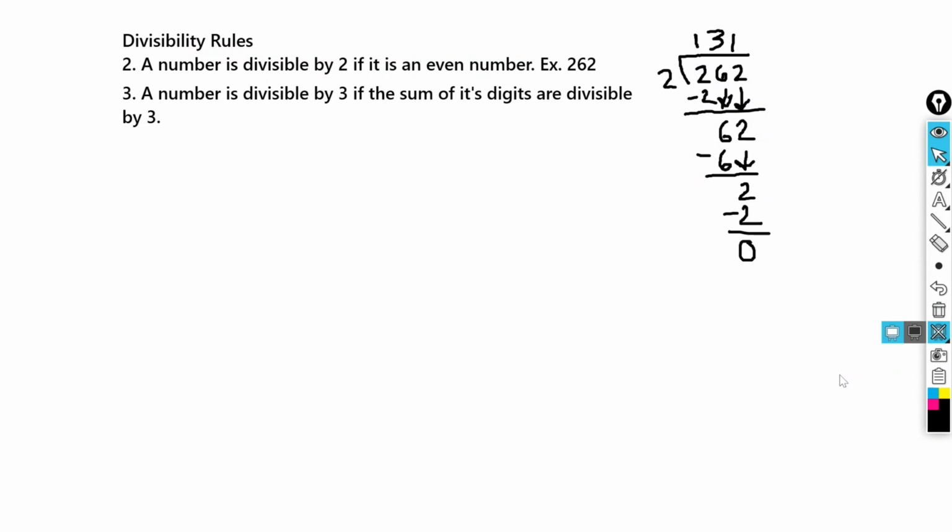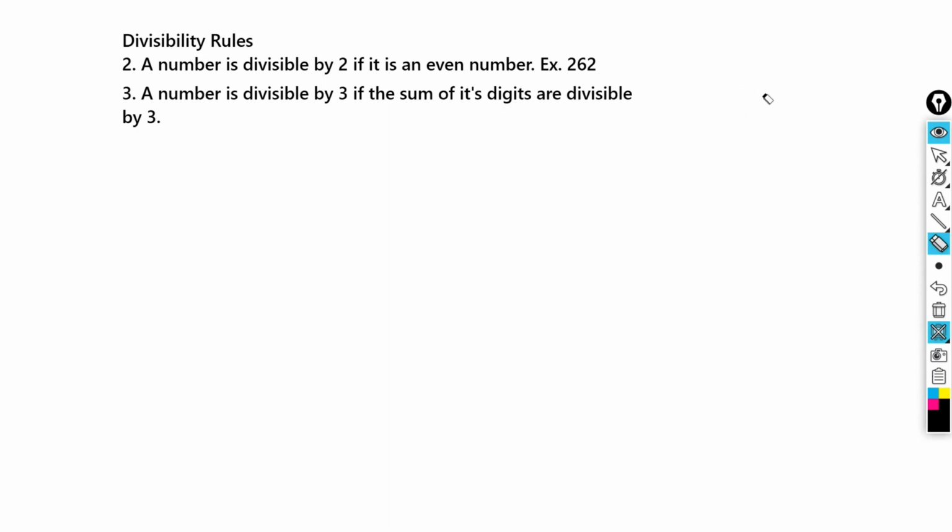A number is divisible by 3 if the sum of its digits is divisible by 3. So you see this number here, 131. This is not divisible by 3, because the sum of the digits adds to 5. So that one's not divisible by 3. 262, the sum of the digits is 10, so that would not be divisible by 3, but 261 would be divisible by 3 because 2 plus 6 plus 1 is 9.